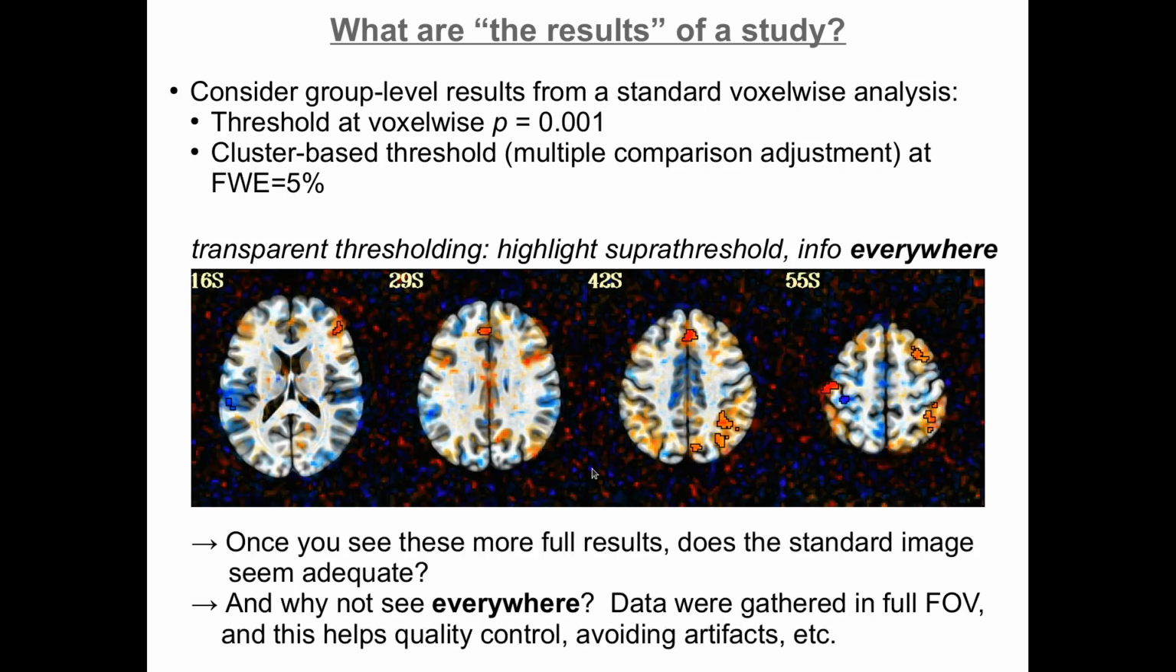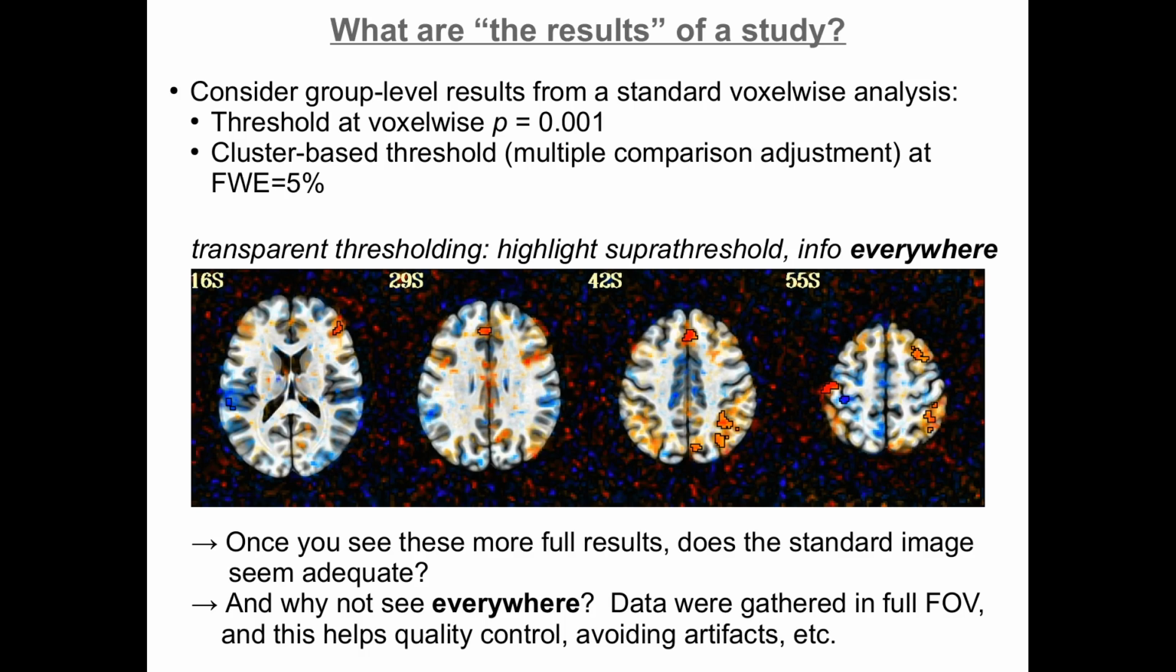Okay? And actually, myself, I would prefer to see the results this way. I have no problem with seeing statistical results outside the brain. The data were gathered in a full field of view, and I actually want to know whether it's just a little bit of random noise outside the brain, or maybe there is some structure here. It would maybe help me see ghosting or alignment artifacts, and these are all really important things. We'll look at the data even in the NARPS study and see carefully why this matters.